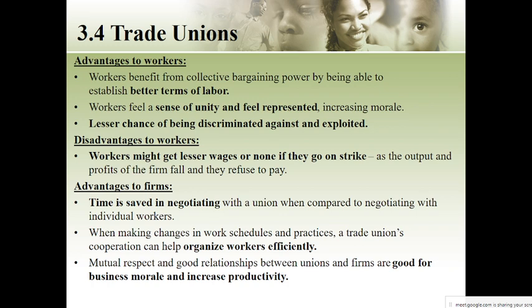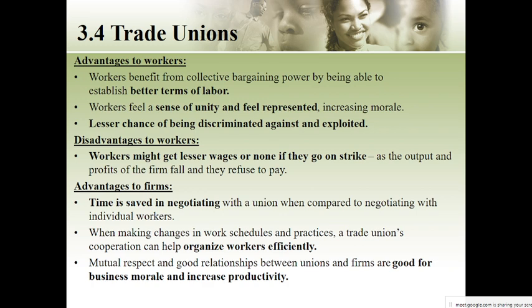Okay, what are the disadvantages? These are the disadvantages for the workers because of what? Because of trade unions. Okay, trade unions, how they can be beneficial for the workers. We already have discussed how they can be non-beneficial for the workers. Workers might get lesser wage or none if they go on strike. If they ask workers to go on strike, then the organization will not pay them. Common sense.